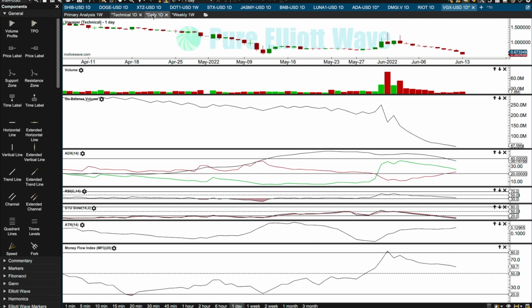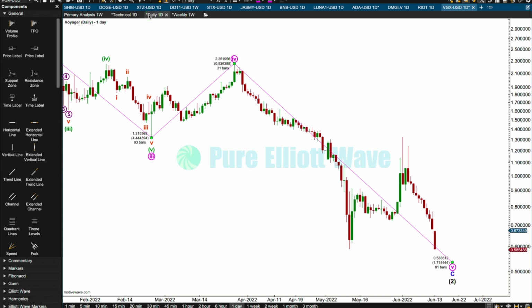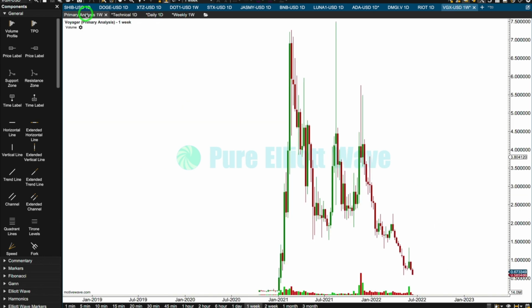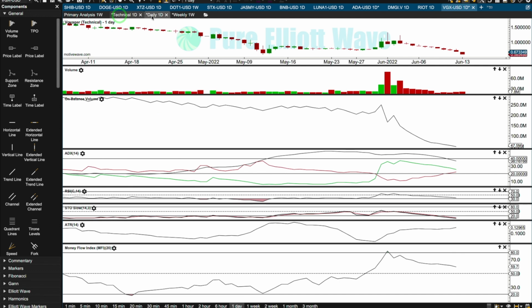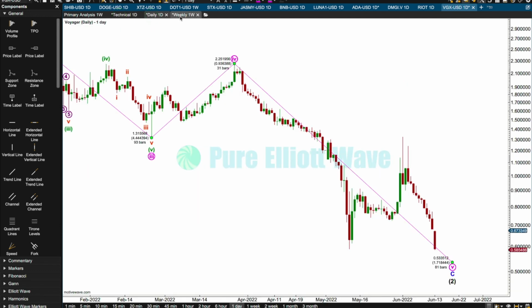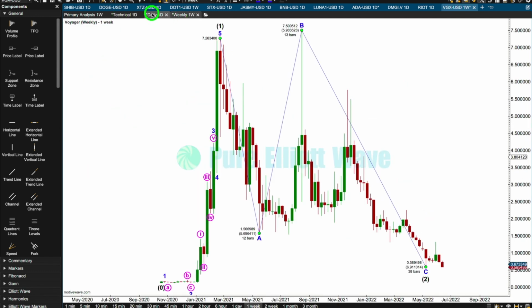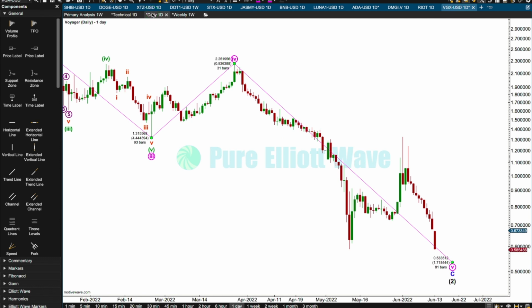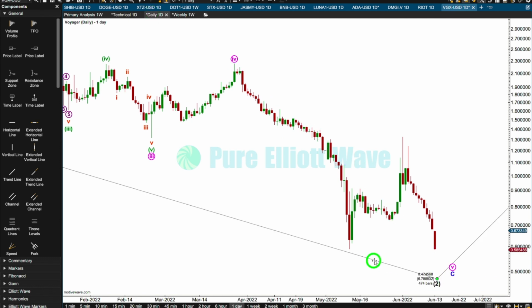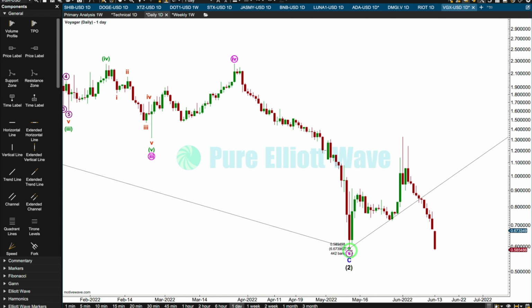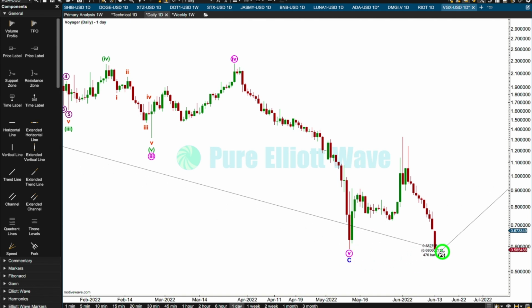Okay, I think I'm going to go with the Elliott wave count for Voyager. I think it's possibly, could be over here. If it's not over here, then I would have to relabel intermediate 2 as a double zigzag.